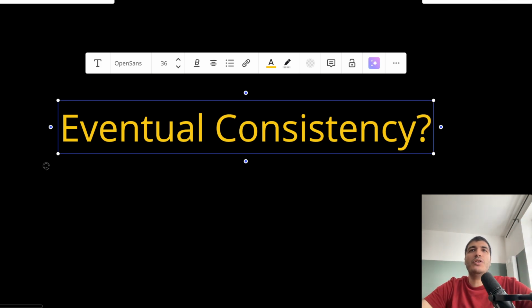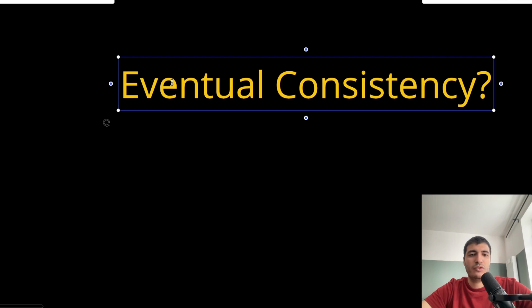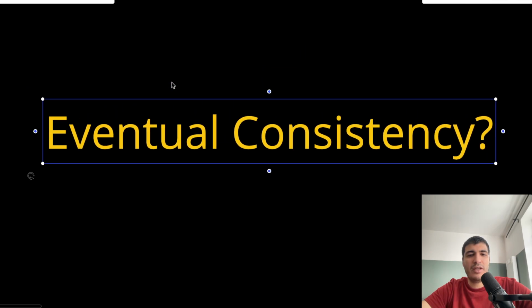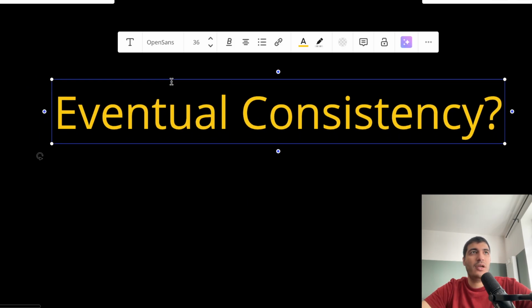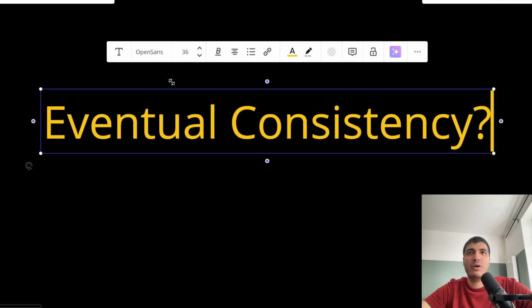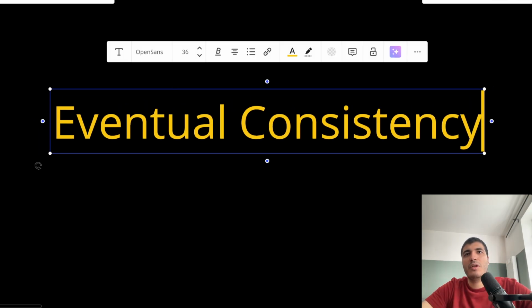Okay, we need to talk about the use cases: when to use eventual consistency and when to use strong consistency. Let's start with eventual consistency. You can use eventual consistency in social networks, caching layers, or large-scale distributed services where it's okay for data to be slightly out of date.